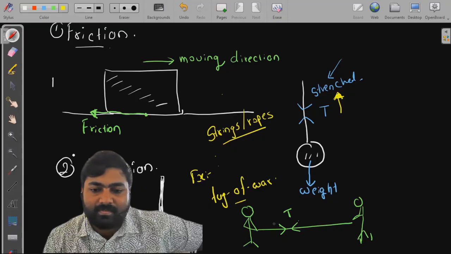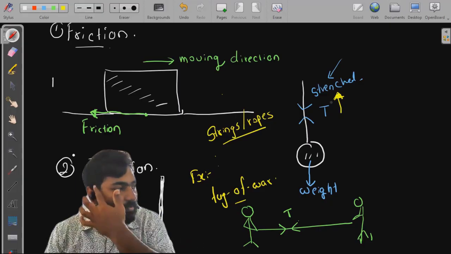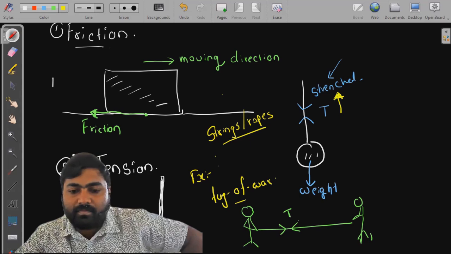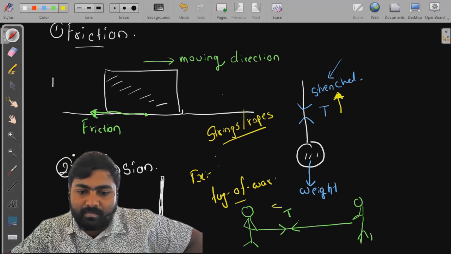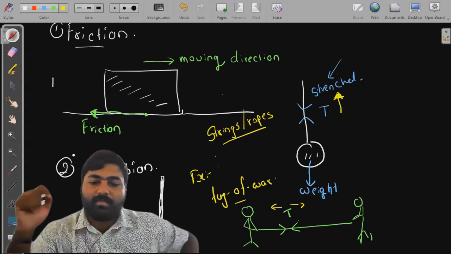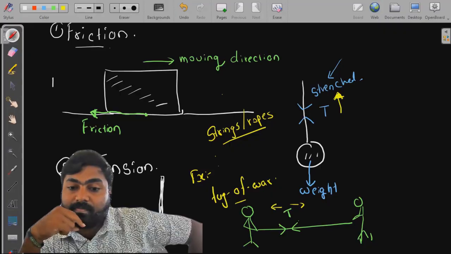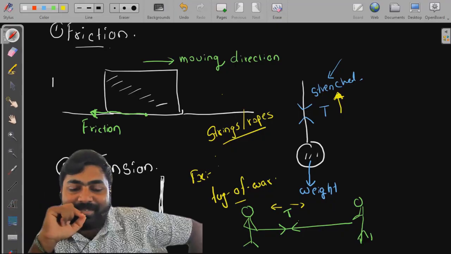In this kind of situation, tension always acts upward. Okay, sir. In this one, tensions are happening on both the left and right side. Your question is very good. Actually, I had planned to ask you that question.